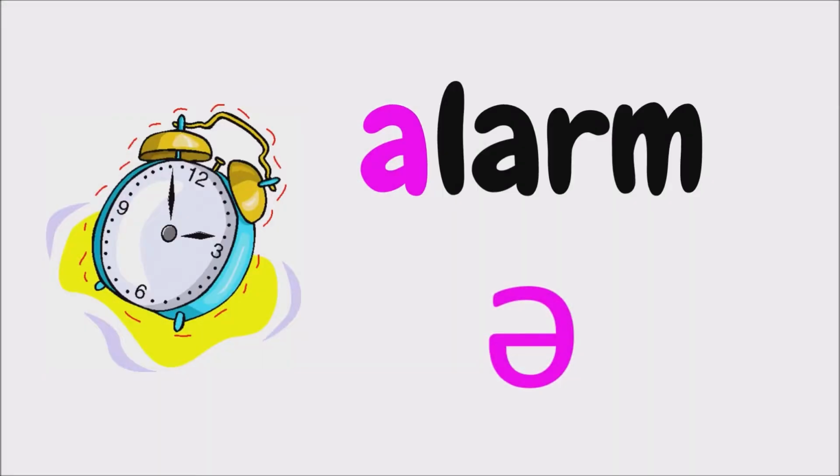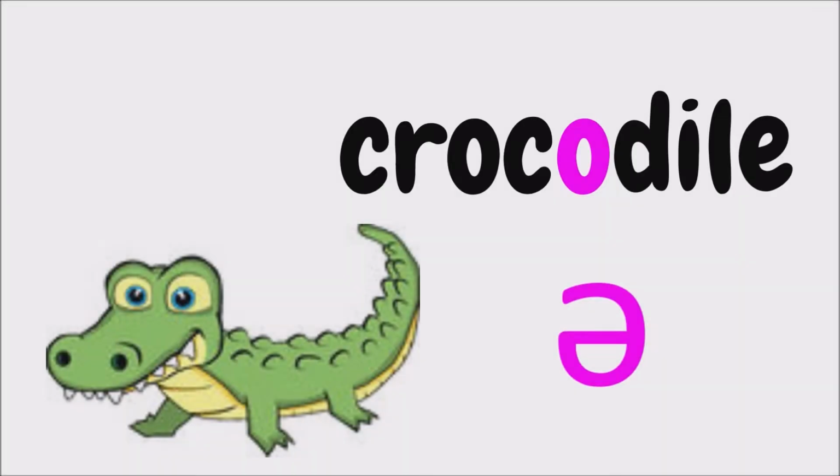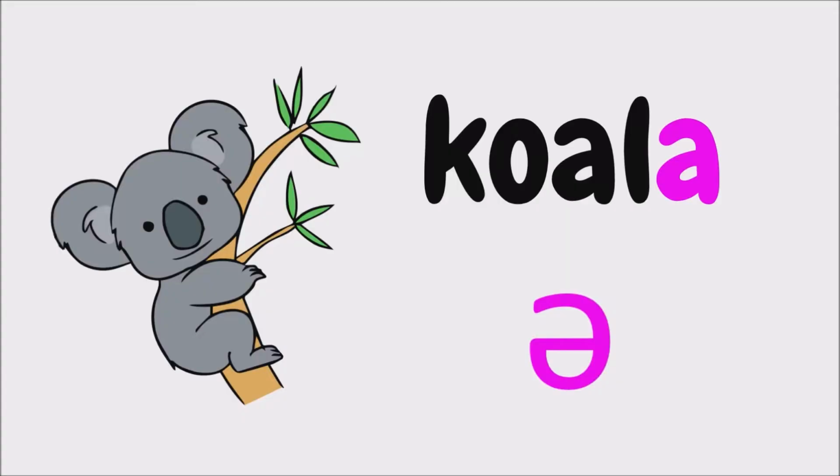So as I've already said, schwa is an unstressed sound. And it can be either at the beginning, the middle, or the end of a word. It can be anywhere. So let's have a look at some examples with the schwa at the beginning, the middle, and the end of a word. Alarm, crocodile, koala. The schwa sound is also used in words that we don't stress.